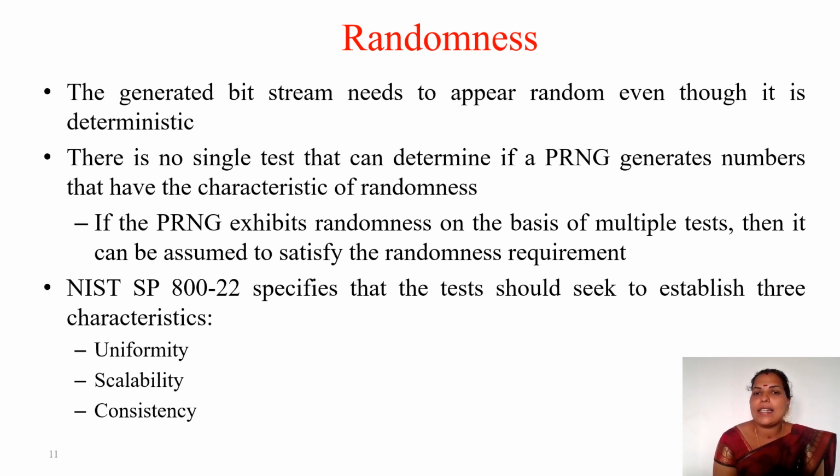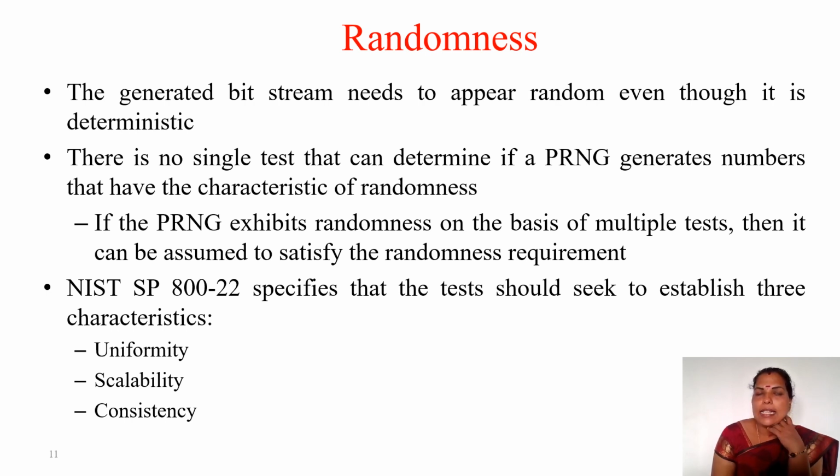There is no single test that can determine if a pseudo random number generator generates numbers that have the characteristic of randomness, and if the PRNG exhibits randomness on the basis of multiple tests, then it can be assumed to satisfy the randomness requirement. So only pseudo random, that is, it is passing many randomness tests, but actually it is not random. Statistically it is not random, but it is passing many of the randomness tests. Later on we will see the randomness tests.